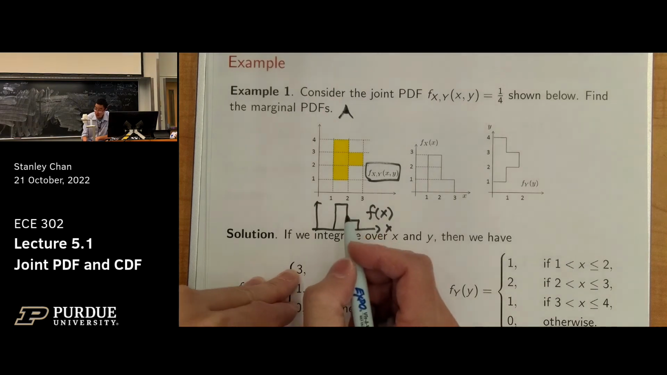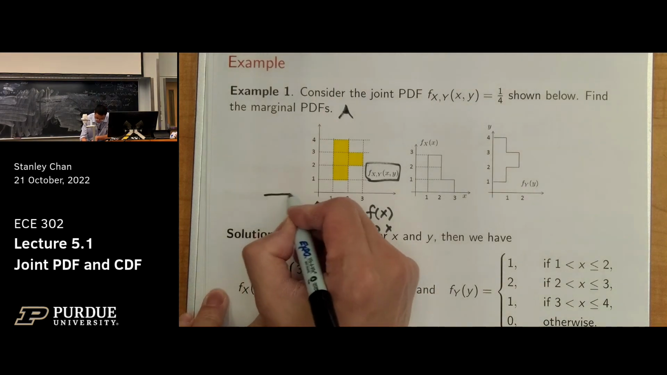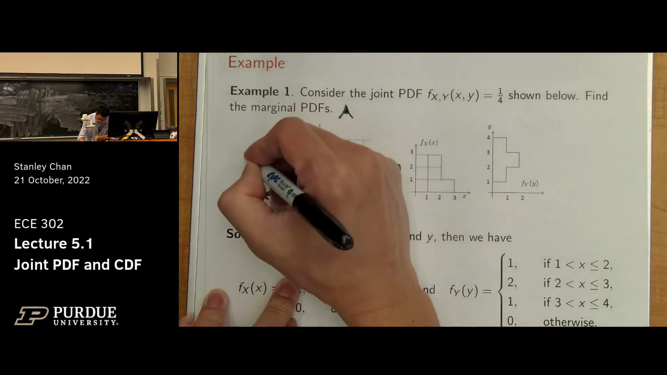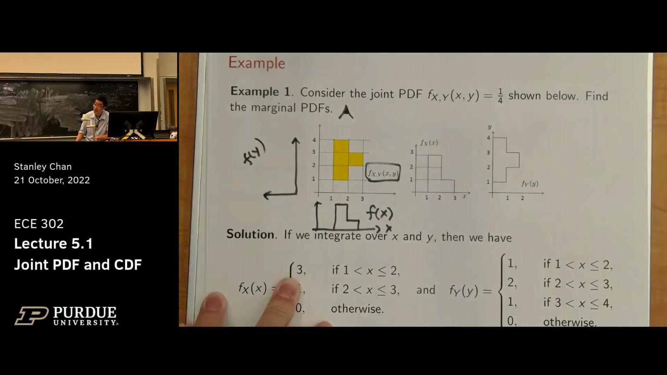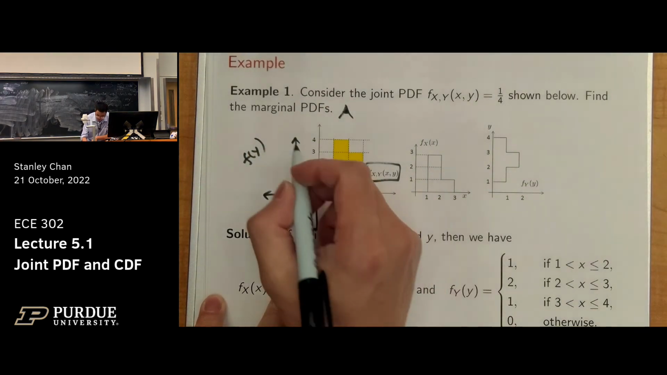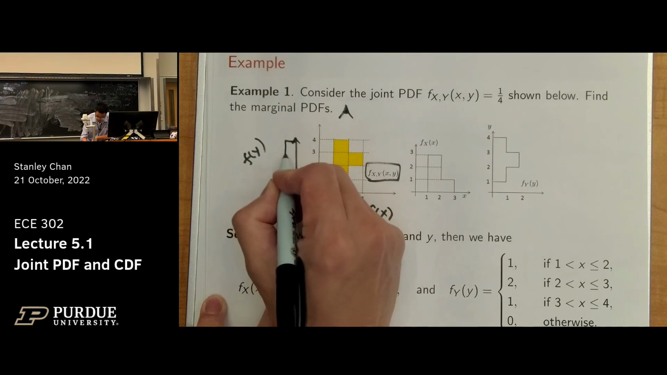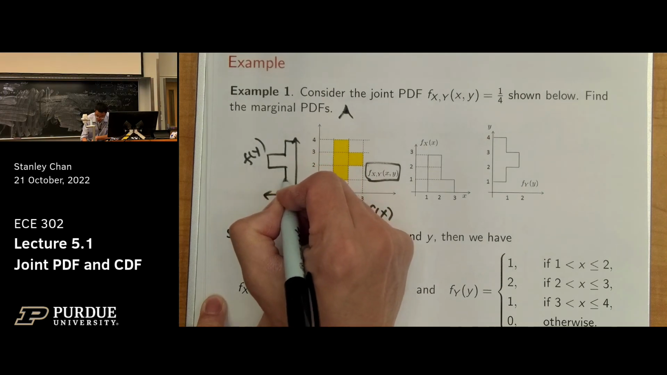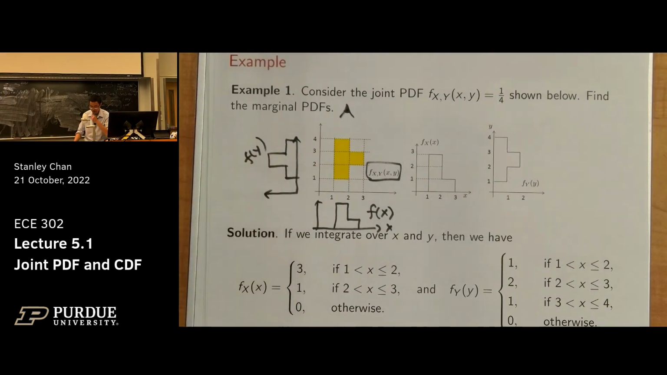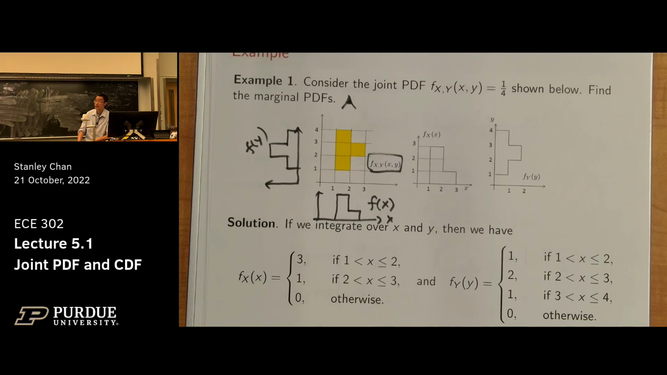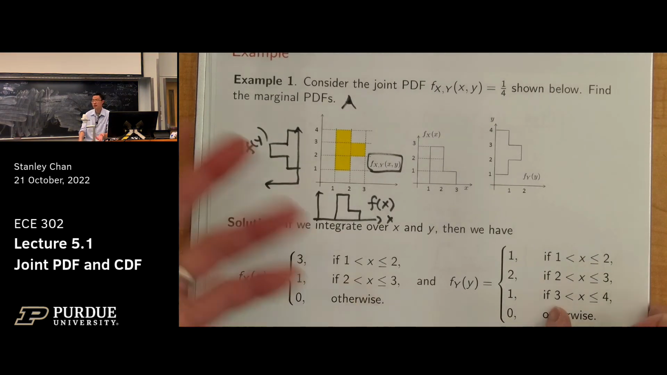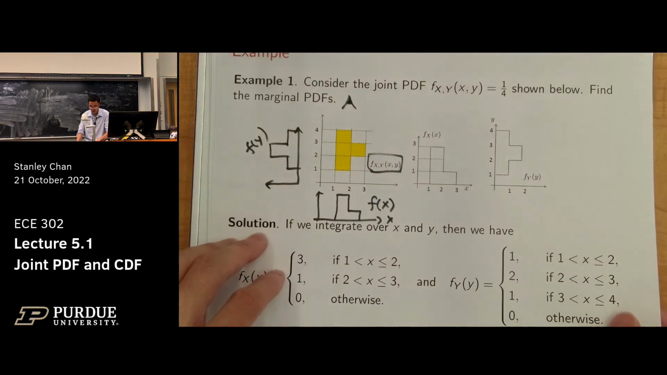Now I can ask, what is f(y)? f(y) will be here. This is f(y). And what would be f(y)? It will be 1 and then 2 and 1. So that would be my f(y). And if you flip it over, it will be this case. Do you guys follow? It's pretty easy if you have this picture in mind. So we put an eye here.